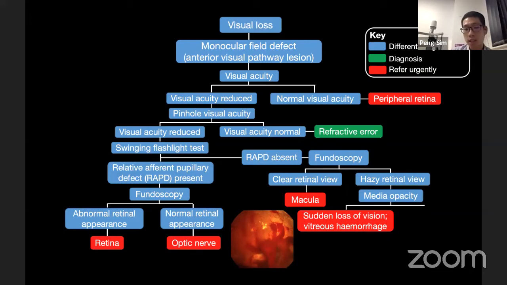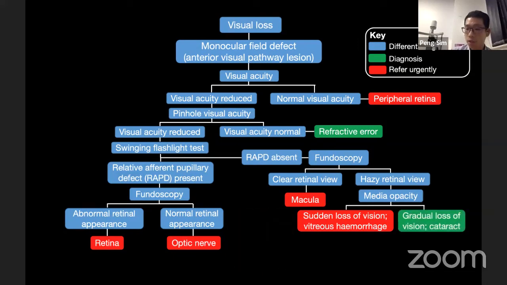And the other condition that can cause this is retinal detachment. If it's more of a gradual loss of vision, then always think of cataracts.